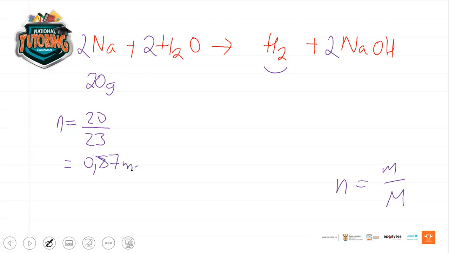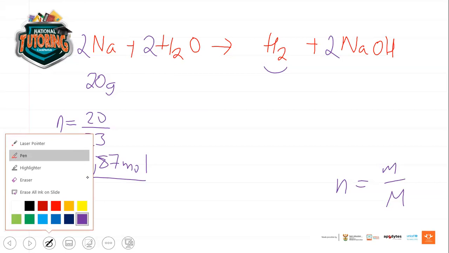Now this is moles. So now they gave me the mass of sodium. Then I had to work out the number of moles of sodium. Now once I have the number of moles, now I can work out whatever else I need using a mole ratio. So what did they want? They wanted the amount of hydrogen that I'm going to get. Okay, and I said we're going to keep it to mass for now.